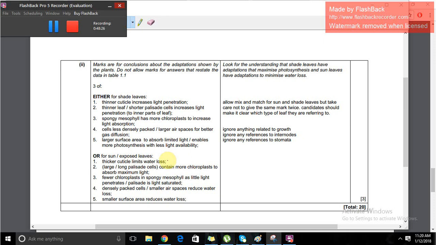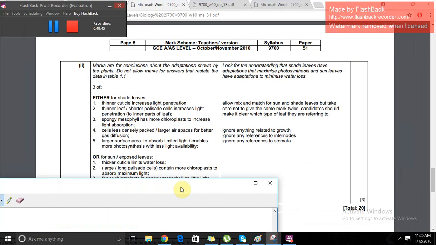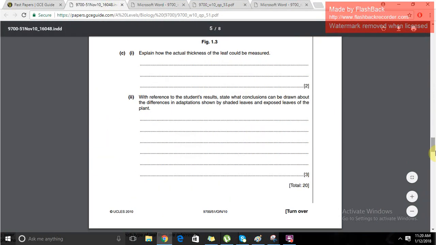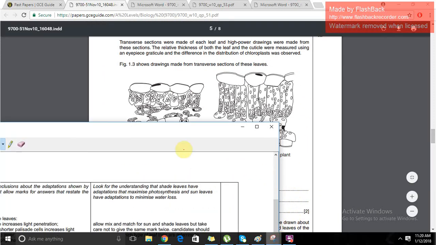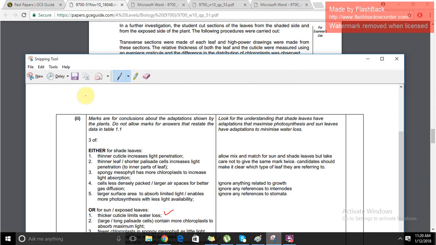Thicker cuticle limits water loss, and they contain more chloroplasts to absorb maximum light. Smaller air spaces reduce water loss, and smaller surface area reduces water loss. Is there a smaller surface area thing going on here? Yep. So 2 done. Unfortunately you would lose 1 mark for this, so you would have gotten 20 out of 18, which is pretty good, I think.